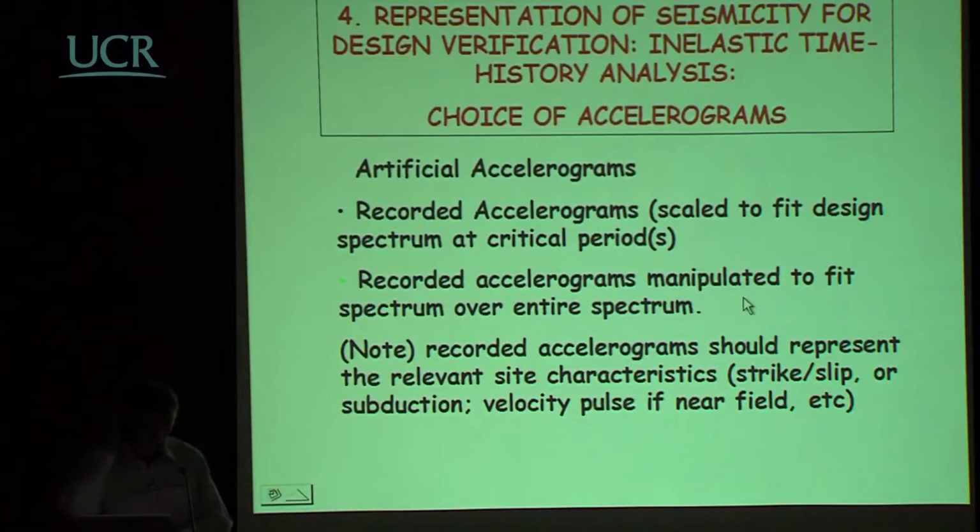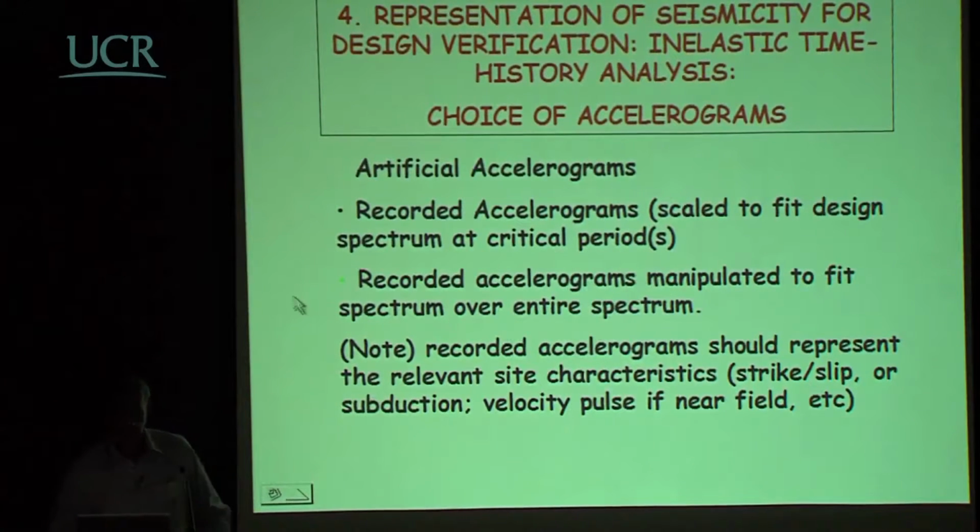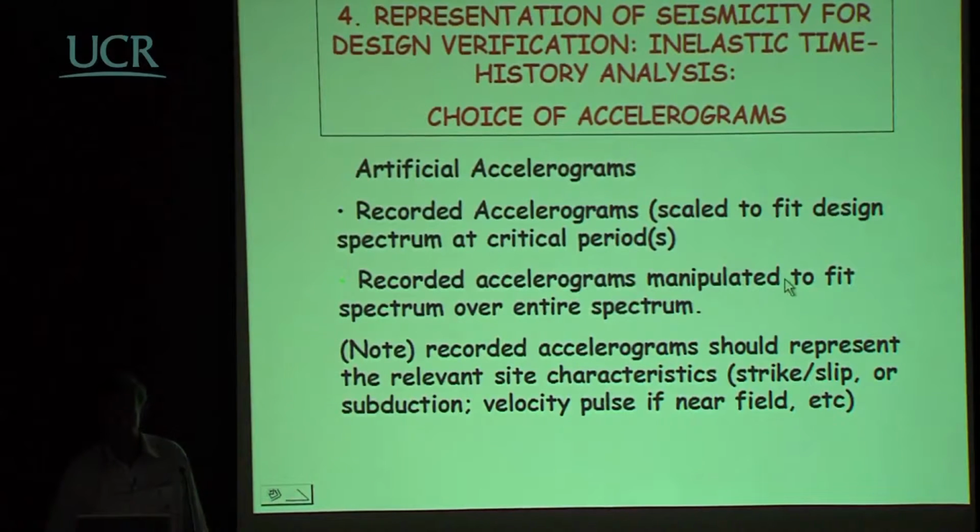The next point, just briefly, is the representation of seismicity for the design verification. How do we choose the accelerograms? And there are a number of different feelings about that. We can use artificial accelerograms, which are just generated from the design spectrum. We can use recorded accelerograms, which are scaled to fit the design spectrum at critical periods. Or we can use recorded accelerograms, which are manipulated to fit the spectrum over the entire spectrum itself. Now this one here is likely to be the best in that the characteristics of real accelerograms are included, but this one here, scaling recorded accelerograms just by amplitude, is often considered to be the most desirable.